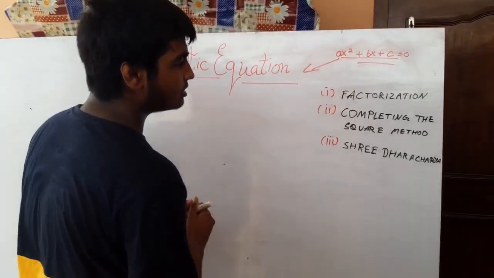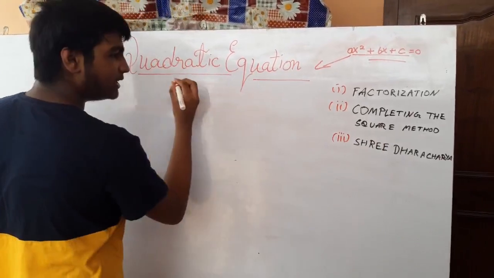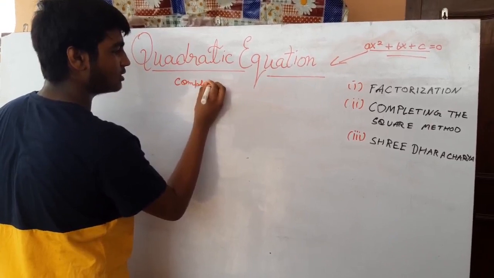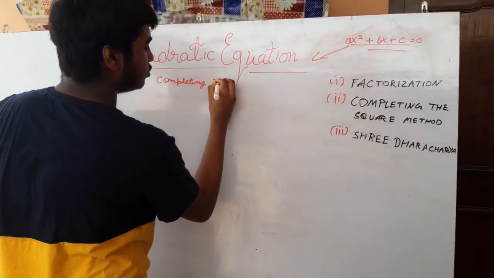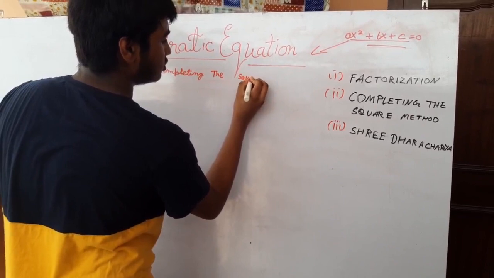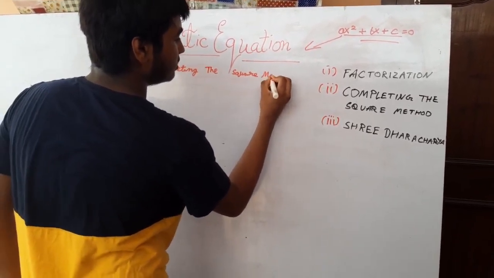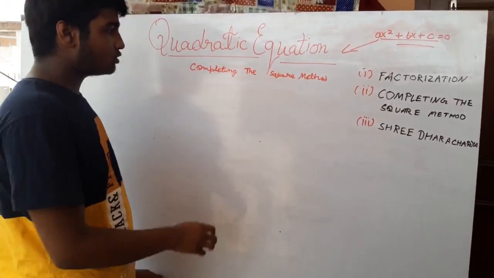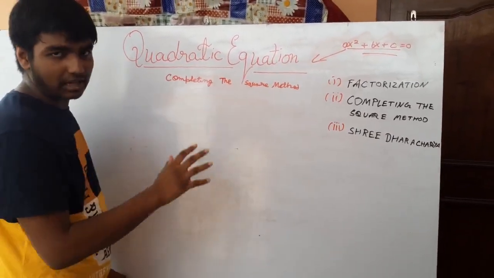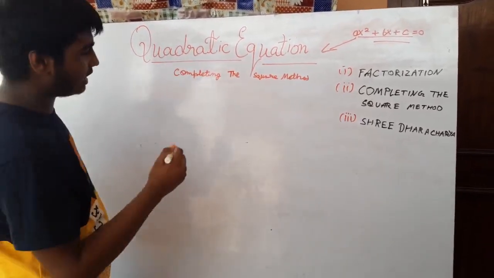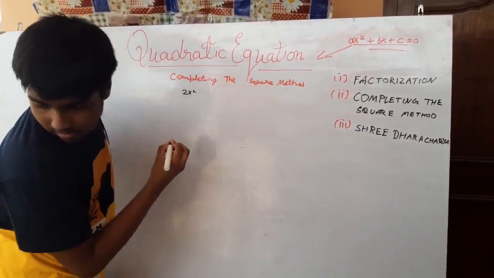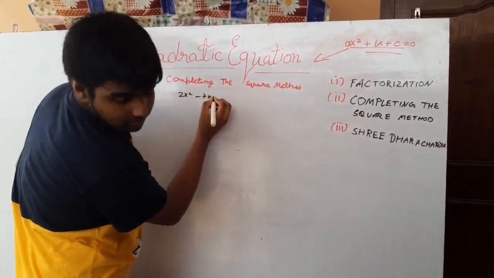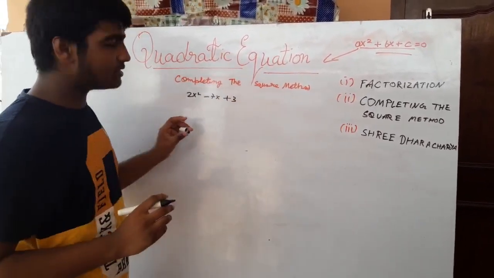So let's begin with the second method, which is the completing the square method. This is the second method. I am going to explain it with an example. We'll take the example as 2x² − 7x + 3.